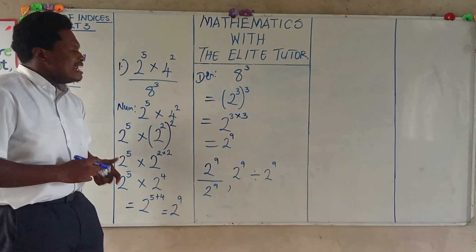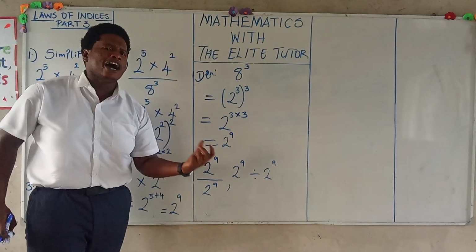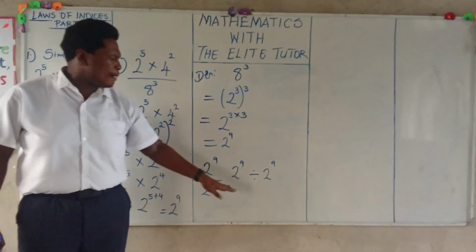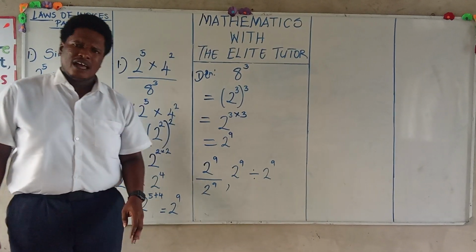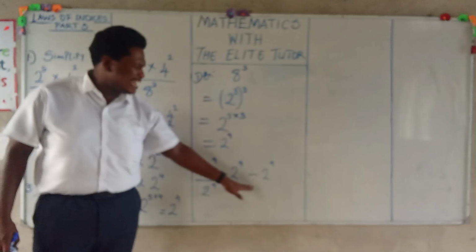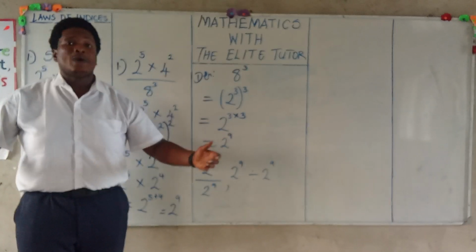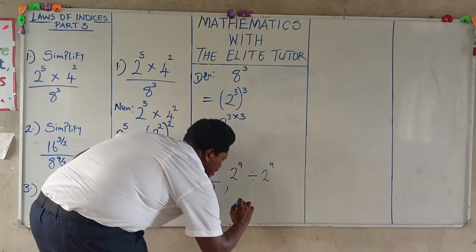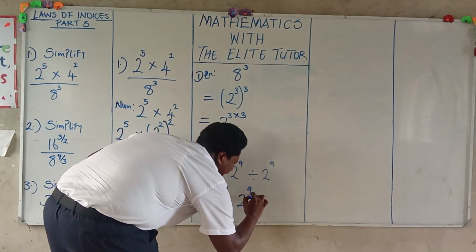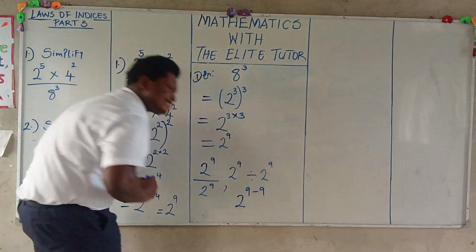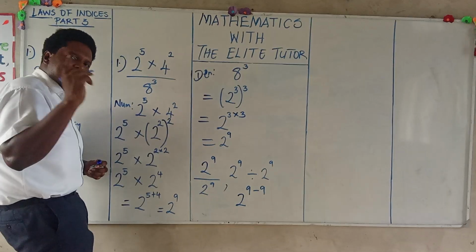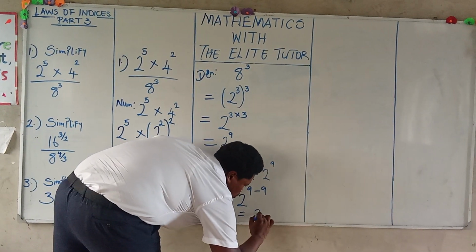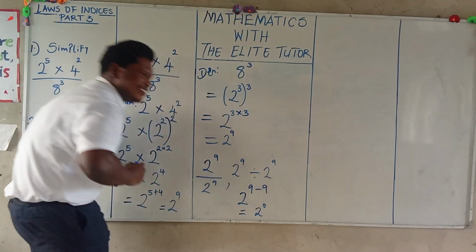Now what are we going to do? Now we can go ahead to apply the quotient law. How can we apply the quotient law? Because their bases are same. And because their bases are same and we are dividing, we are going to subtract their powers. So this will be 2 raised to power 9 minus 9. 9 minus 9 gives us 0, so this is 2 raised to power 0.